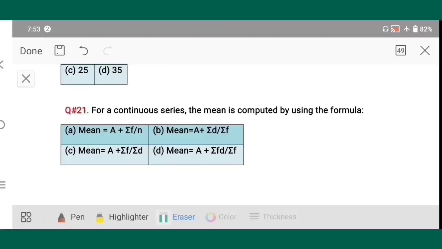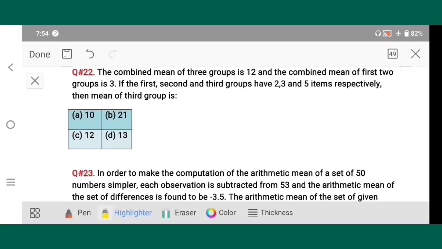The options are: A. Mean is equal to assumed mean A plus summation F divided by N. B. Mean is equal to A plus summation D divided by summation F. C. Mean is equal to A plus summation F divided by summation D. D. Mean is equal to A plus summation F D divided by summation F. So here the correct option is D.